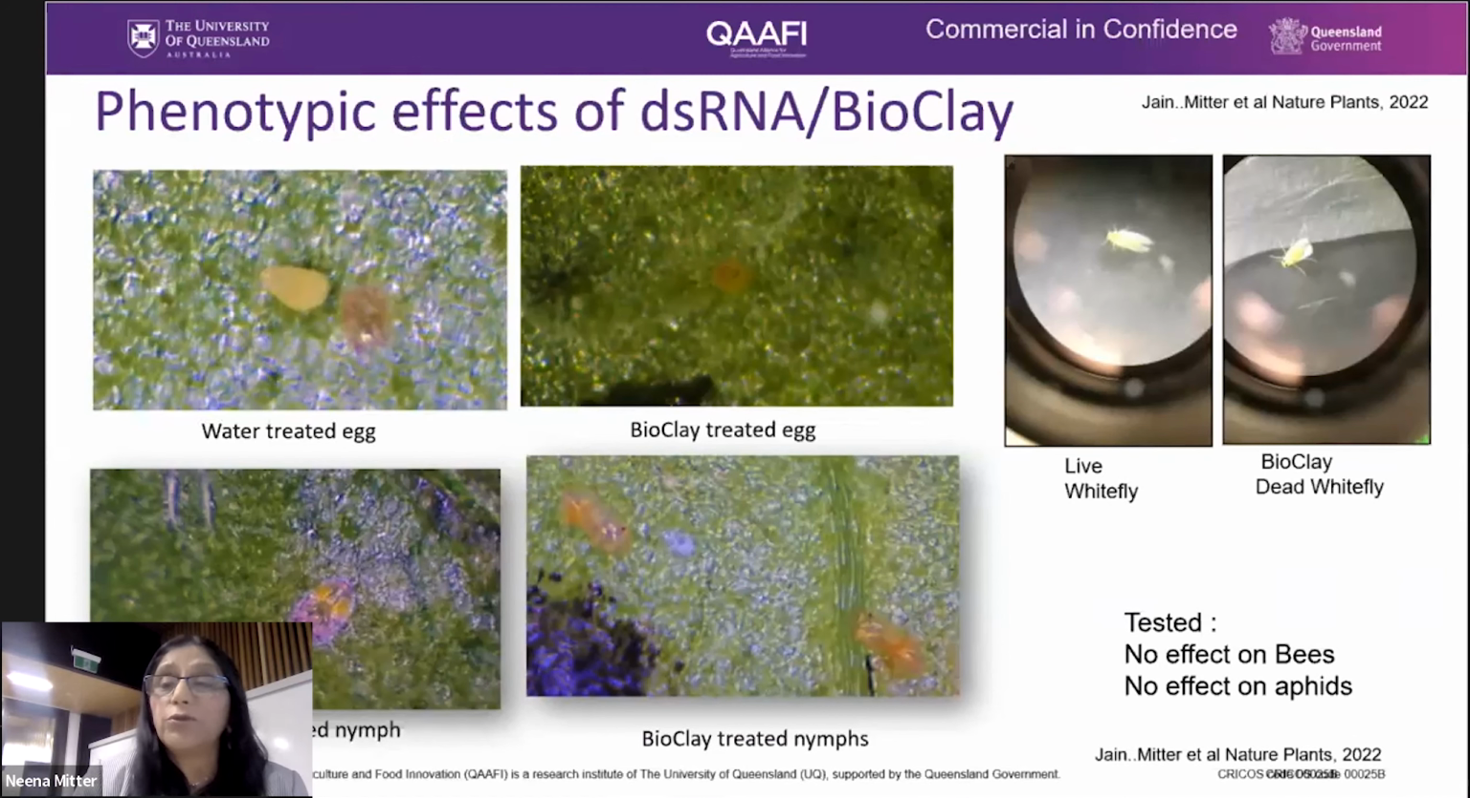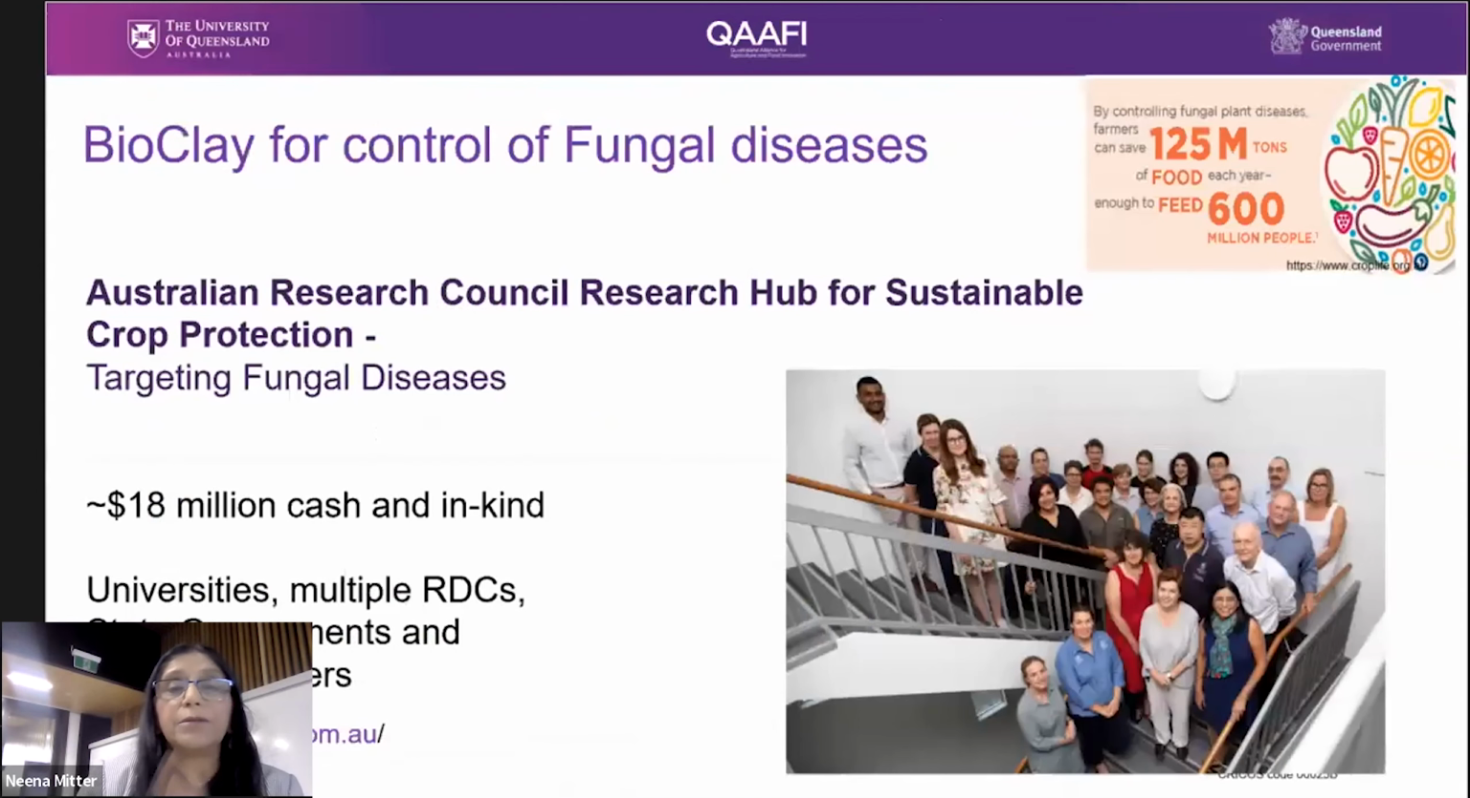So we not only designed the constructs in a bioinformatics way, saying it won't have any effect on any other species other than whitefly, but we actually physically did the experiments and showed as well that feeding bees this RNA does not harm them in any way. So this was once again another important step.